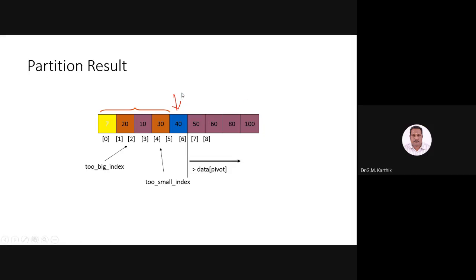Now you will recursively apply the same process with the first subarray as well as with the second subarray. Now we are going to do the first subarray. Our pivot selection is always going to be the first element. So 7 is chosen as the pivot here. So 7 will be my pivot element, and you will do this with 20, 10, and 30.